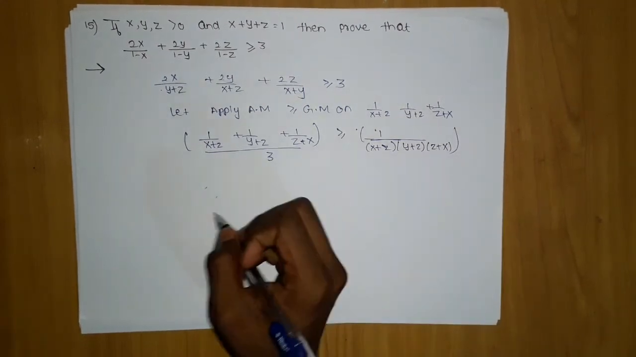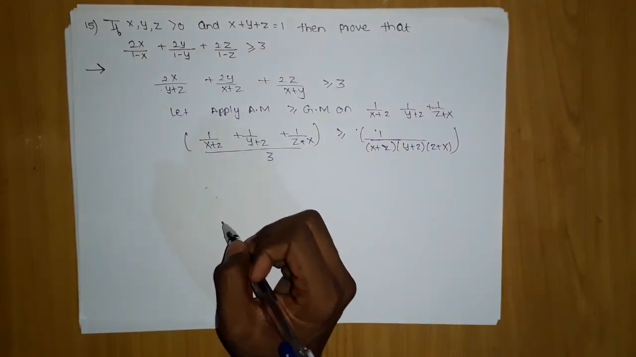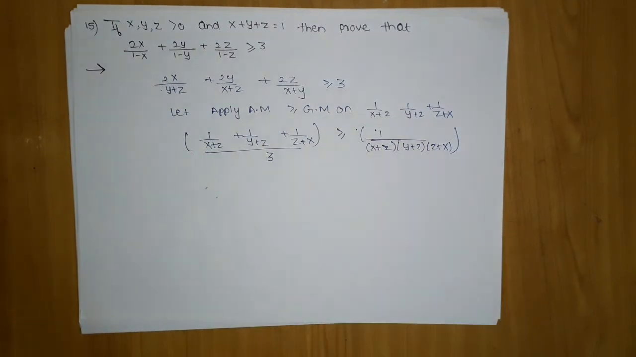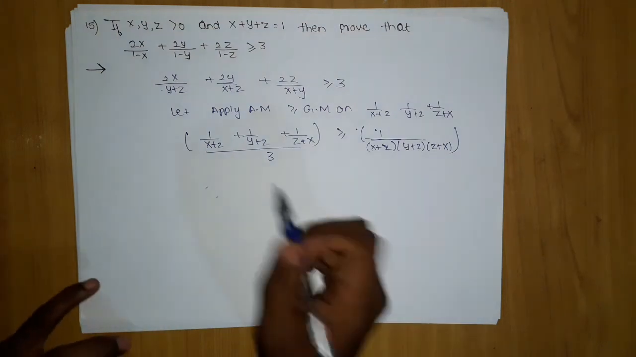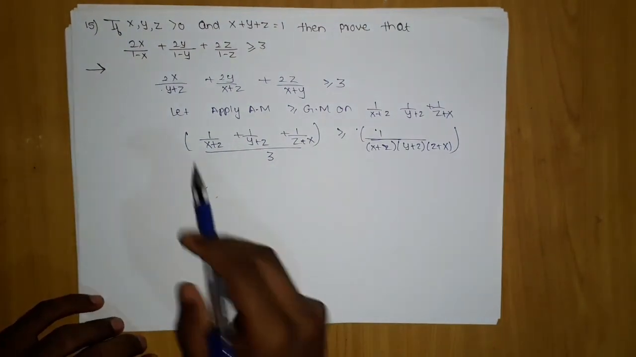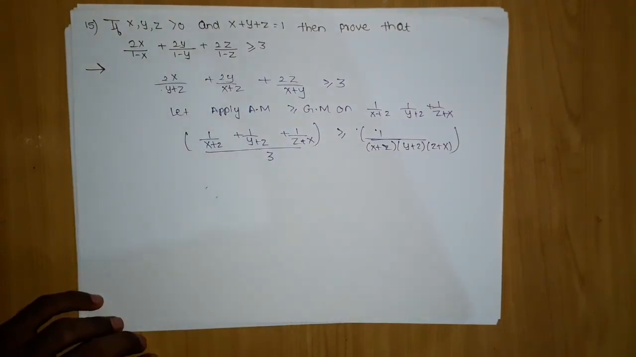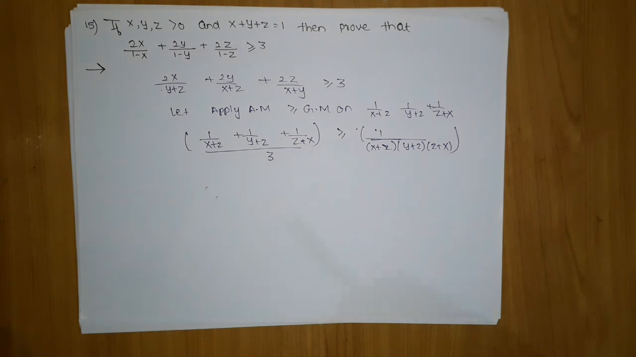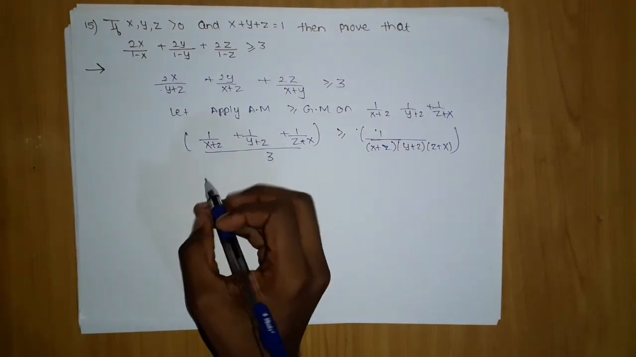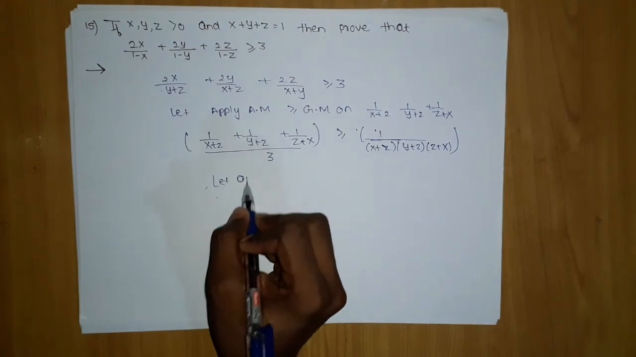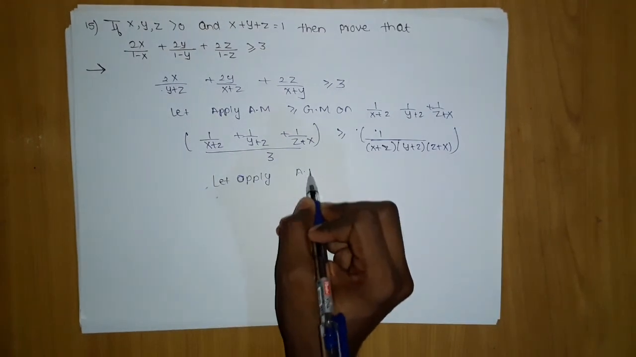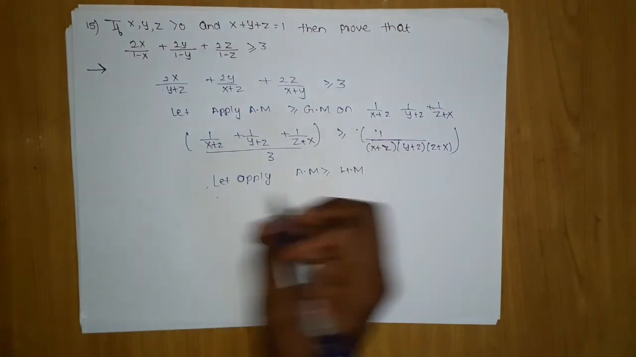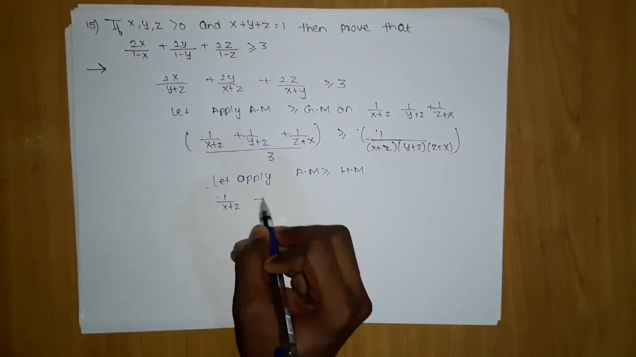Which will give us what? This will form 2. Let's cross multiply and see what we are getting. Then we will discuss. We are not able to get any term. If I multiply, then also we are stuck, two terms are left. So we are not able to get any result. So what we are going to do, let us apply AM greater than or equal to HM. Here this thing is still the same.